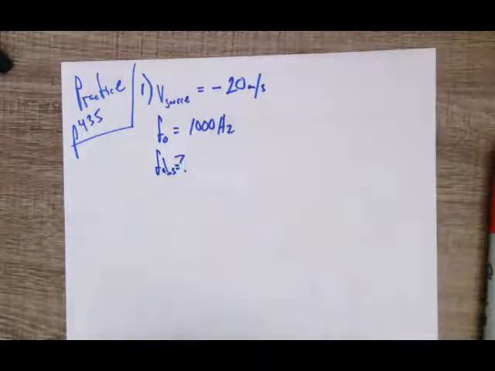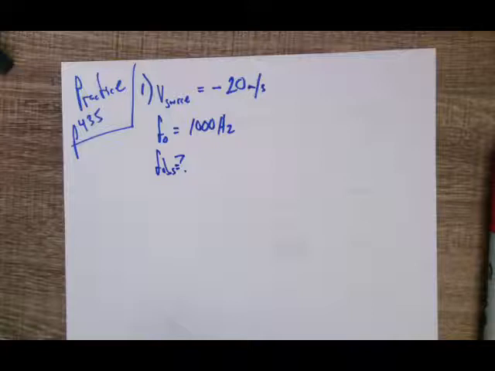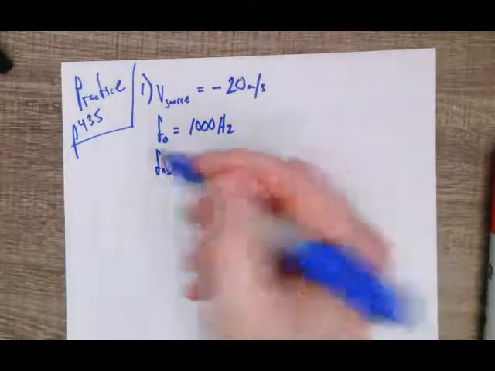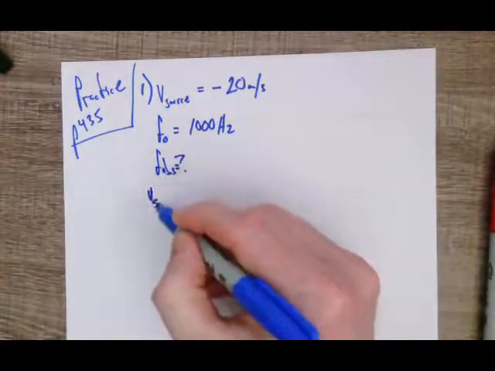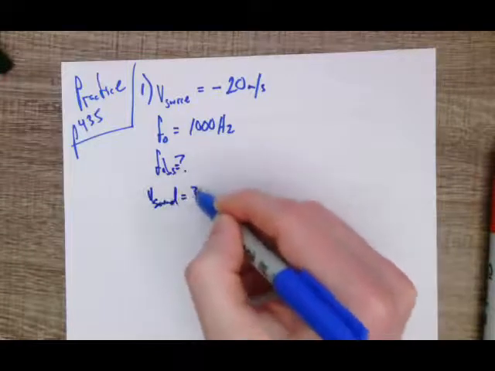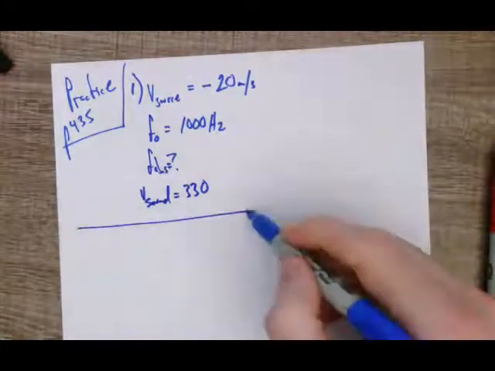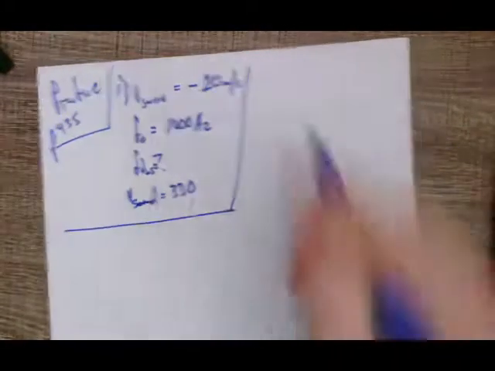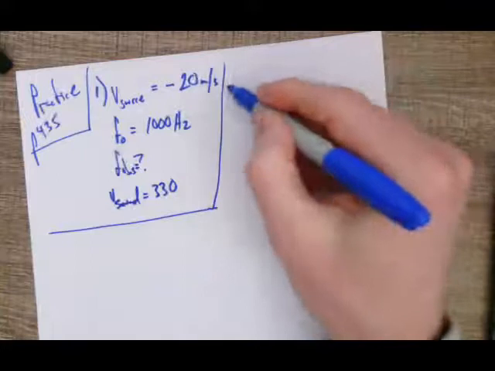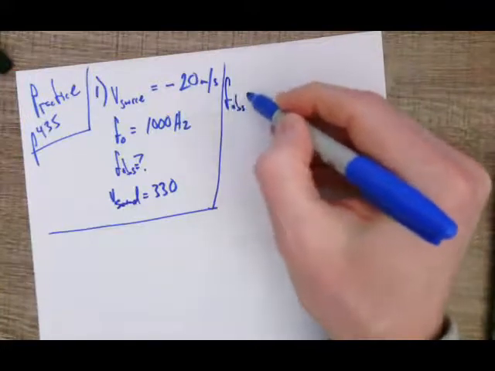F obs equals a question mark. And the speed of sound in this case is 330. V sound equals 330. Here's a question. Why did I do this right in the middle of the page? I didn't really give myself a whole lot of space here, did I? Hate wasting space. Okay, I'm going to write out the formula, if I can fit it.